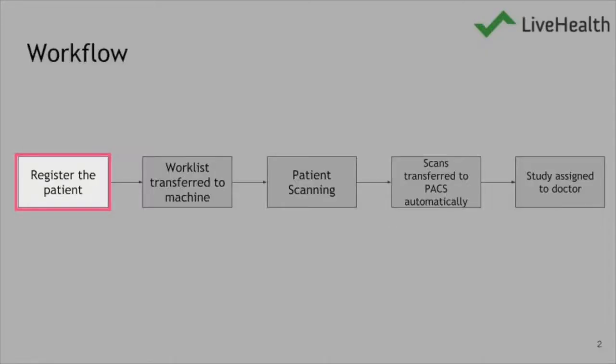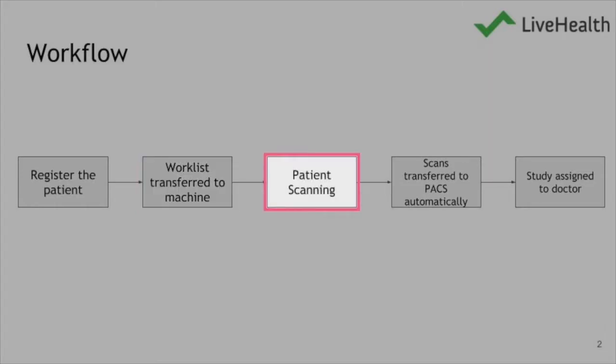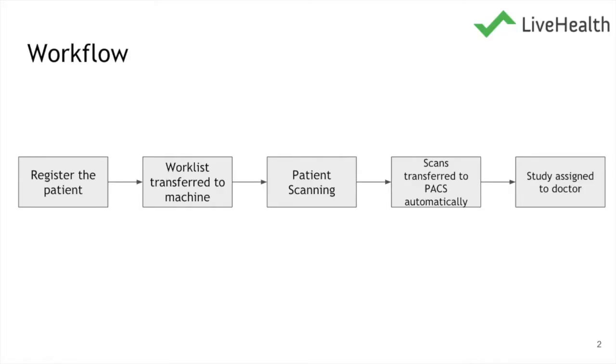We'll see what the workflow of the LiveHealth PACS system is. So first, you need to register the patient in the system. Once you register the patient, all the data will be automatically transferred to the machine worklist, so you don't need to enter the patient data again in the machine. Then once the patient scanning is done, the scans will be automatically transferred to the PACS system, and then you can assign the study to the doctor. The doctor can see the study and enter the results. So let's see all the steps in the system.